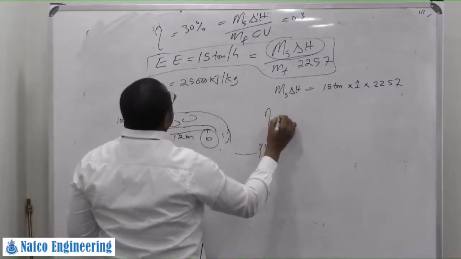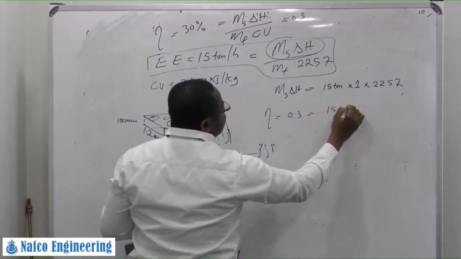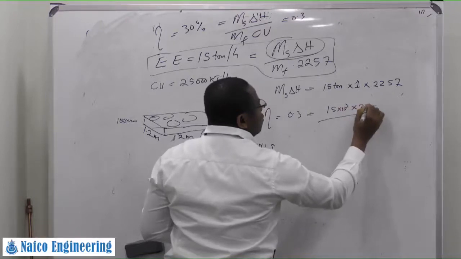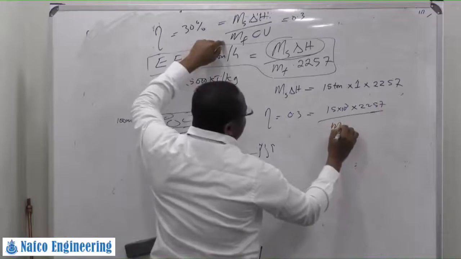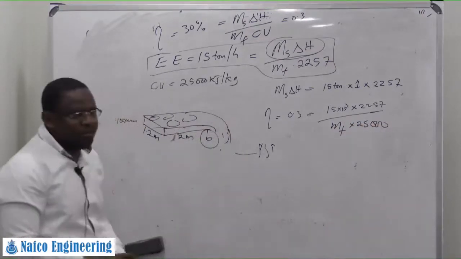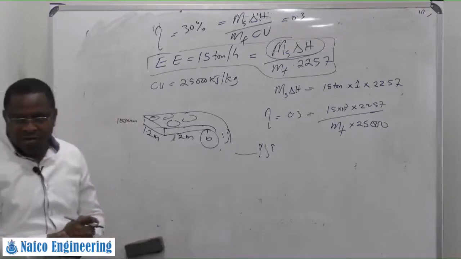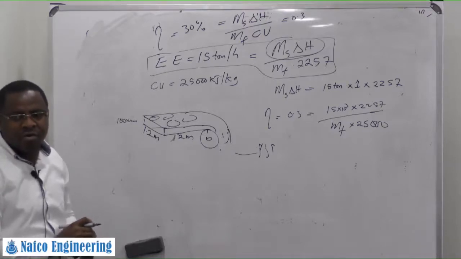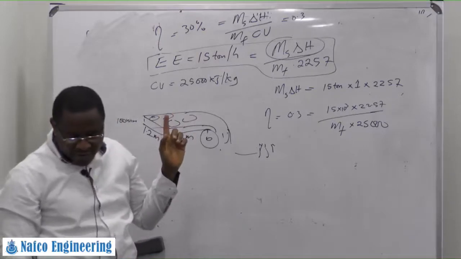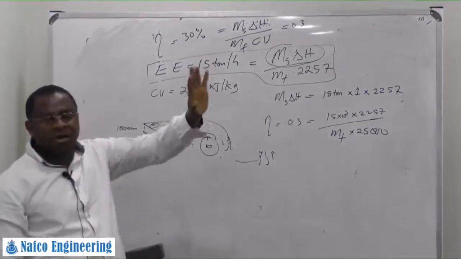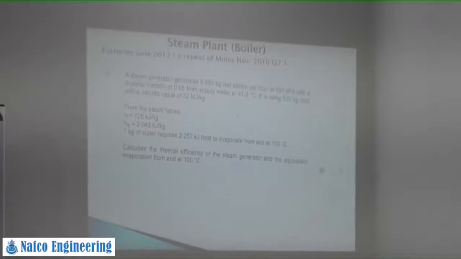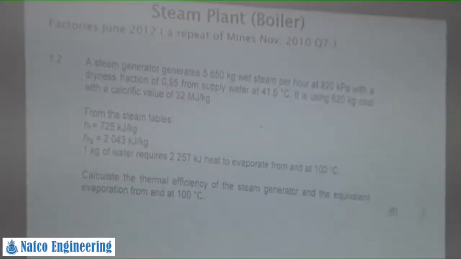So I'll have efficiency 0.3, which is 15 times 10 to the power 3 by 2257, tons. Now divide by MF times CV, 25000. From there, you get your MF. The one is because the fuel is 1 per kilogram of coal. You can also use that statement made under the question: 1 kilogram of water requires about 2257 kilojoule heat to evaporate from and at 100.